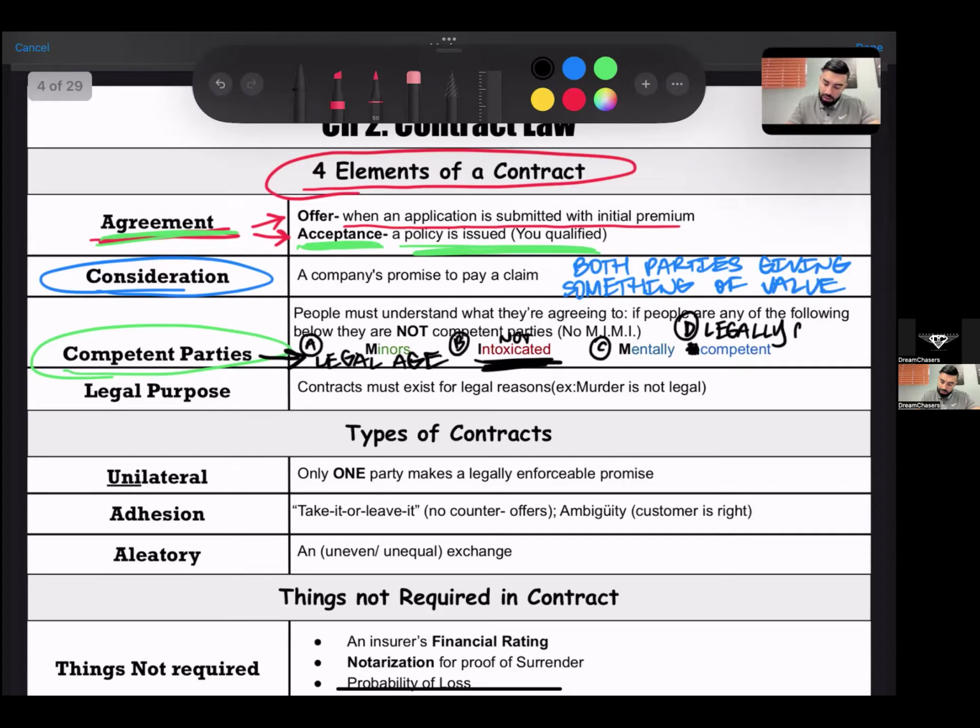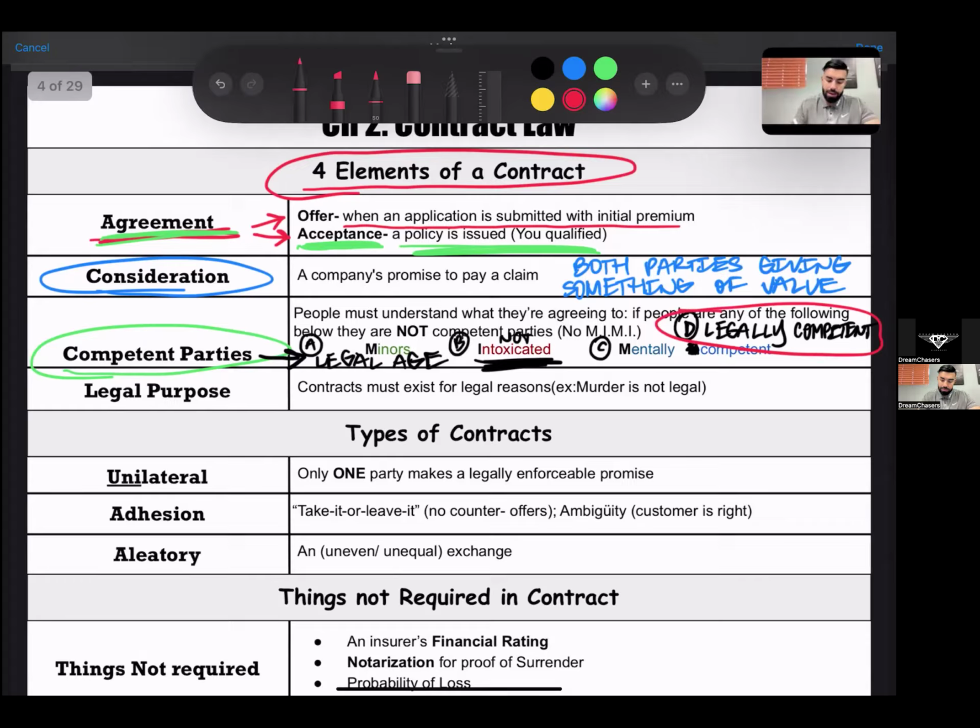And the correct answer there would be D. Because what is legally competent? That makes no sense. Mentally competent, yes, because you have to be able to mentally understand what's in the contract. But legally competent doesn't exist, it does not make sense. So the correct answer, if that question were to pop up, is legally competent, because it is not one of those three true competent party requirements.